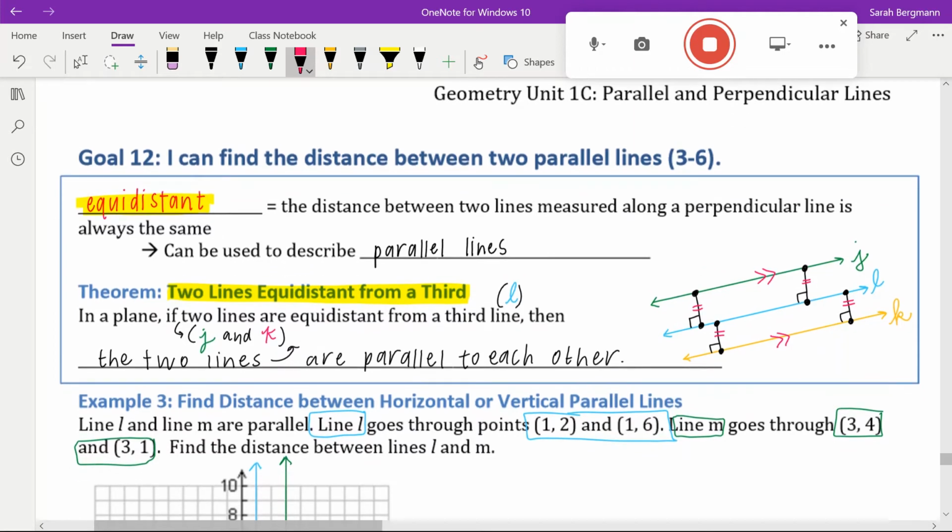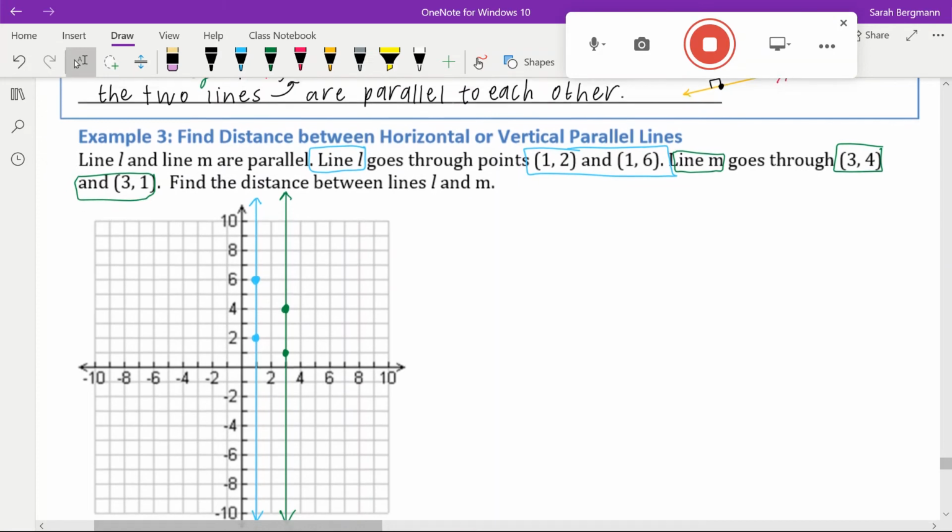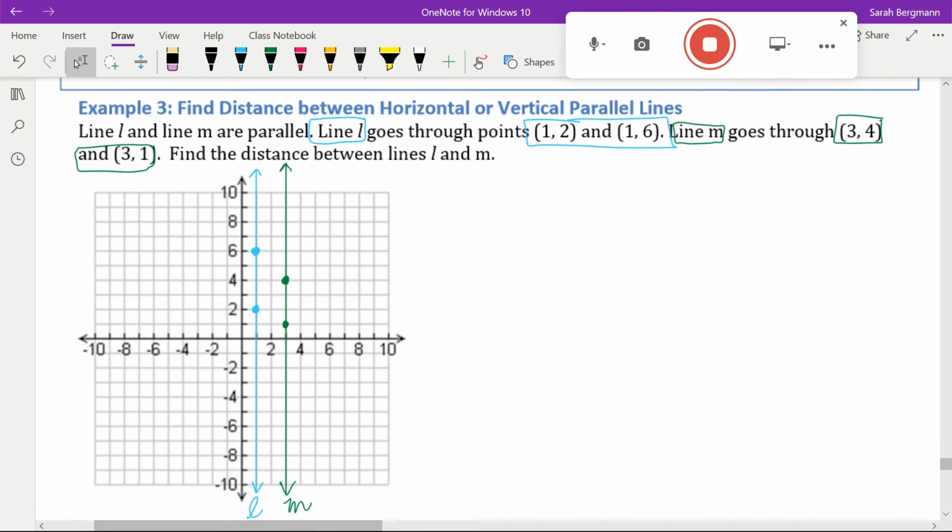Let's try an example of finding the actual distance between the two lines. So it's still going to be measured along a perpendicular. I already have the two lines drawn here. Line L and line M are actually both vertical lines, so this will be pretty easy for the first example. The first thing you want to do, remember, parallel lines, it doesn't matter where you measure between them as long as you're measuring on a perpendicular, because they're always the same distance. They're equidistant. So no matter where we measure, we should get the same answer.